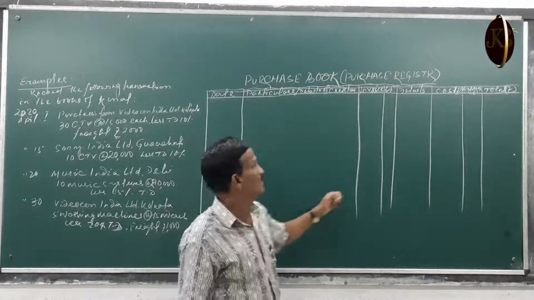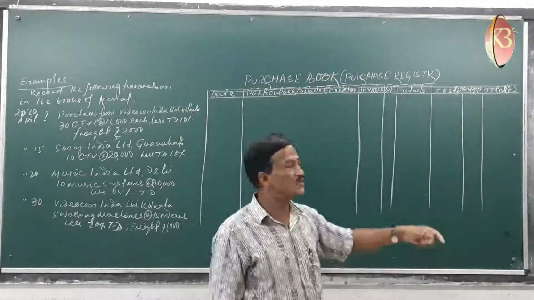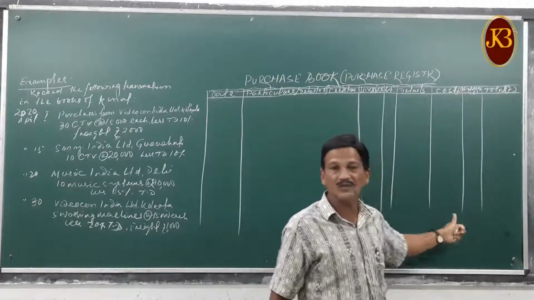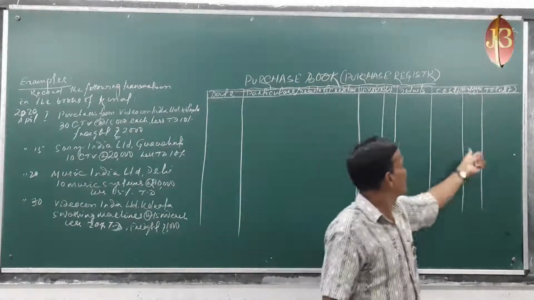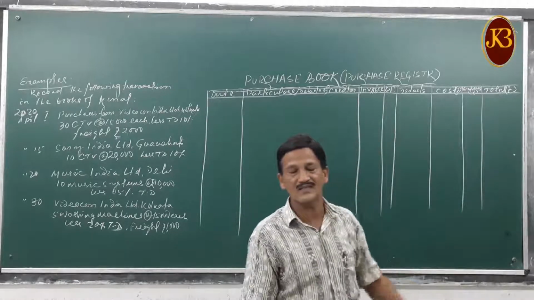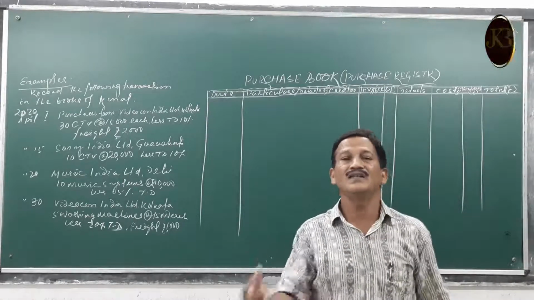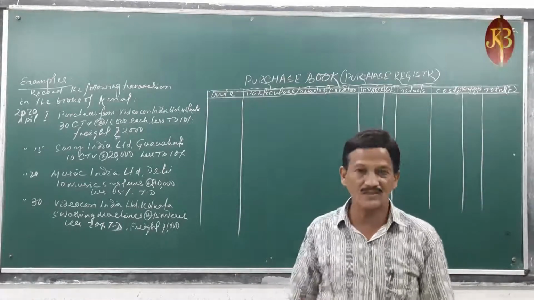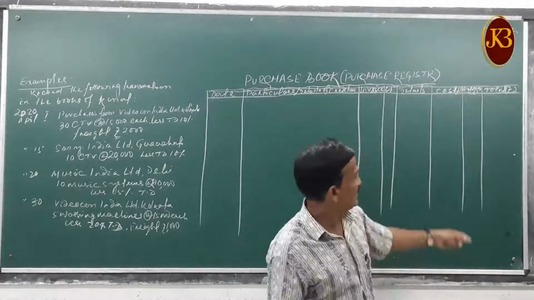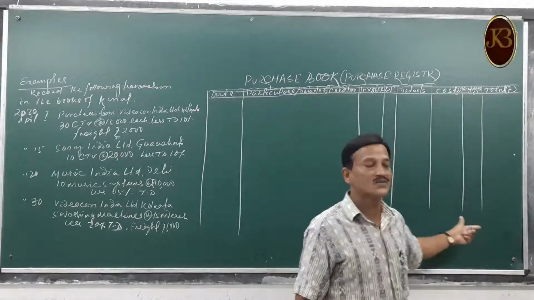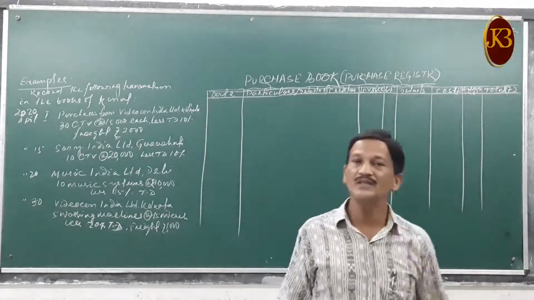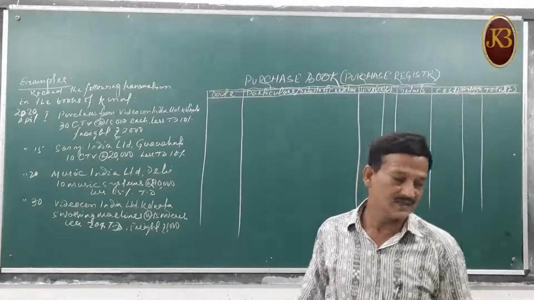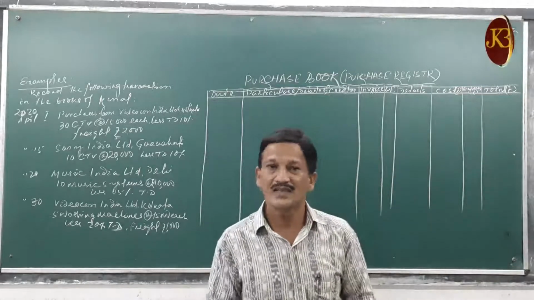At the end, the total of the cost column is debited to the purchase account, and the total of the expenses column is debited to the purchase inwards or carriage inwards account. Then the cost plus the expenses should equal the total amount which is to be paid. So this is about the purchase day book.